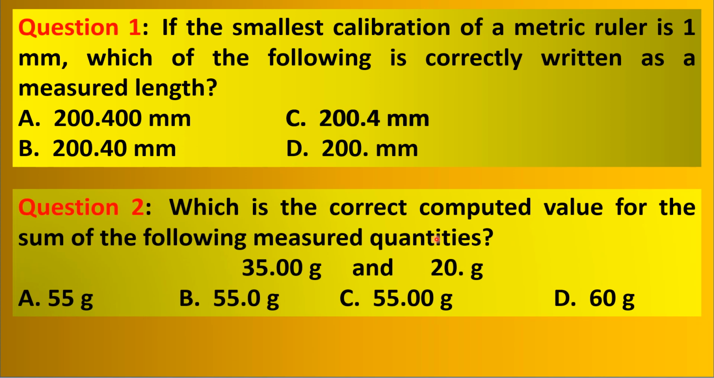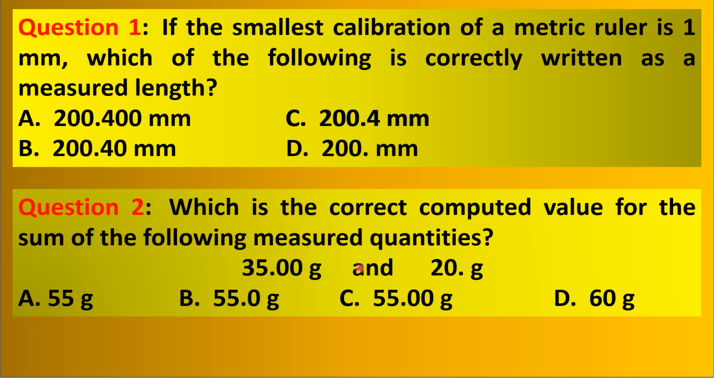For our question number 2, which is the correct computed value for the sum of the following measured quantities? The two measured quantities are masses. M1 is 35.00 grams and M2 is 20. grams. Again, 20 with a point after the 0 means the 2 and the 0 are considered significant. So when adding these two measured numbers, we just have to stick to our rule for adding numbers, with the least number of decimal places.